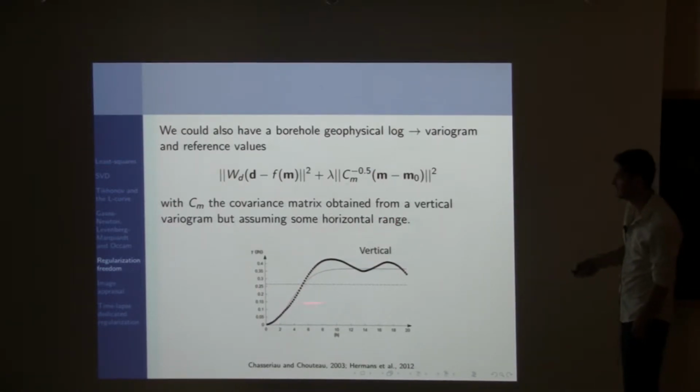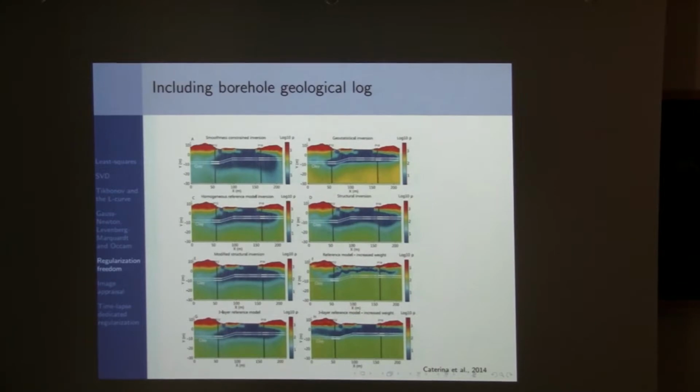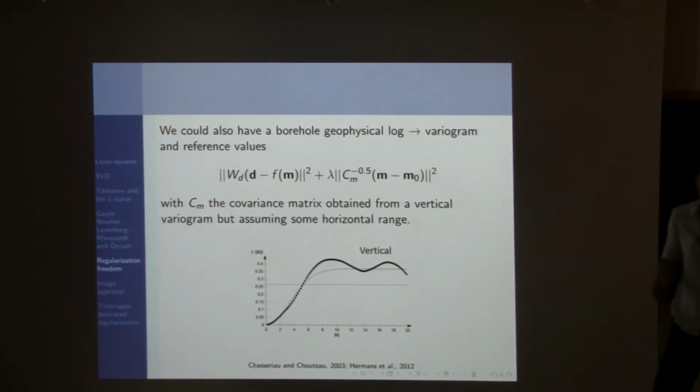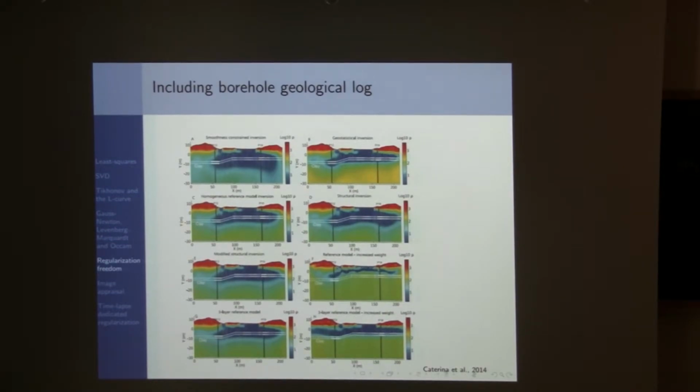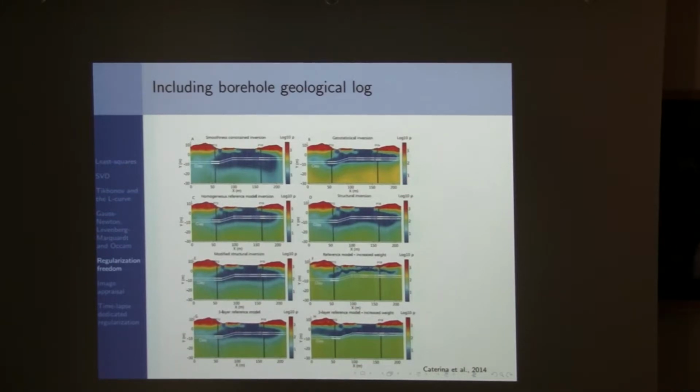In this particular case, what we did in the following example is we had the vertical variogram, and we assumed some horizontal ranges, or a ratio between the two. So that being said, if we now solve an inverse problem using different types of constraints, that's why I was saying regularization freedom, you will have, for example, all of these 8 solutions, which all fit the data to the same level, right? So all of these models would be acceptable.